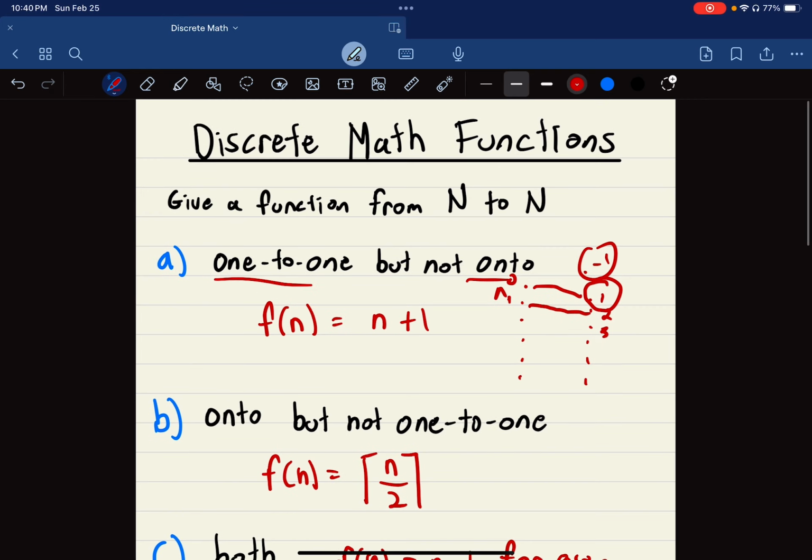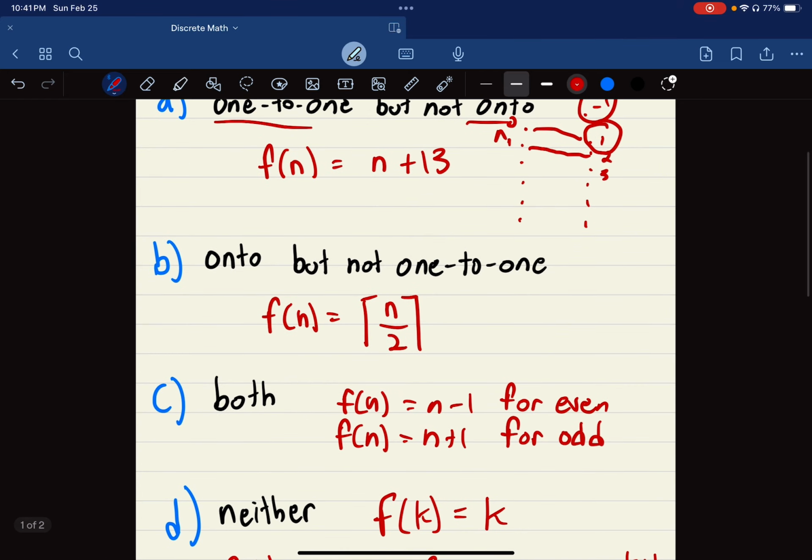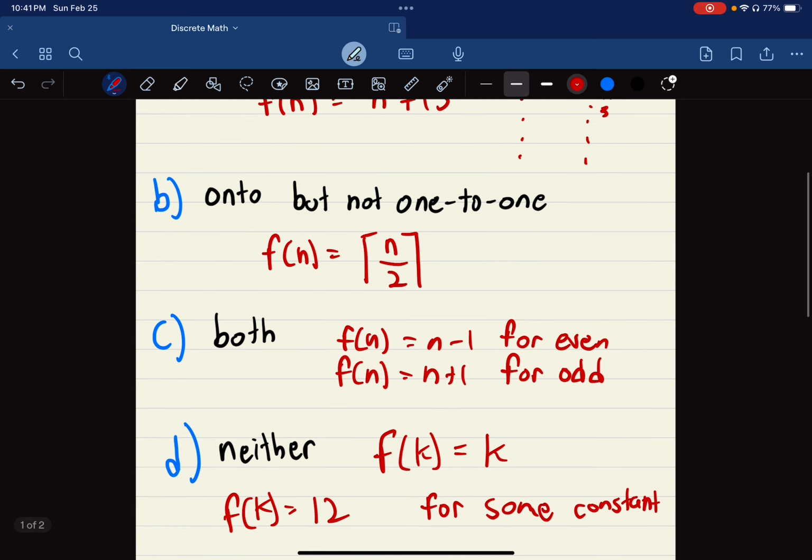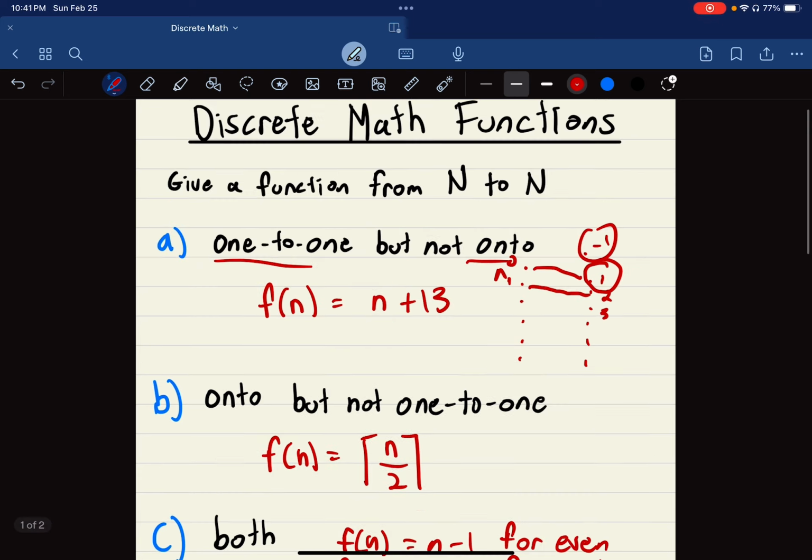So just to review, you can have it 1-to-1 but not onto with n plus any number, like let's say 13. n plus any number is always 1-to-1 but not onto. Onto but not 1-to-1 is n divided by 2, and then the ceil function. For both, you can do n minus 1 for even, n plus 1 for odd, and then for neither, it's constant. So that's going to end it right here.